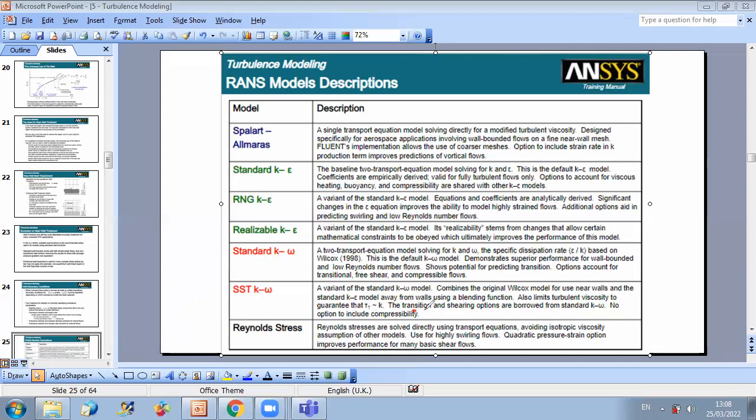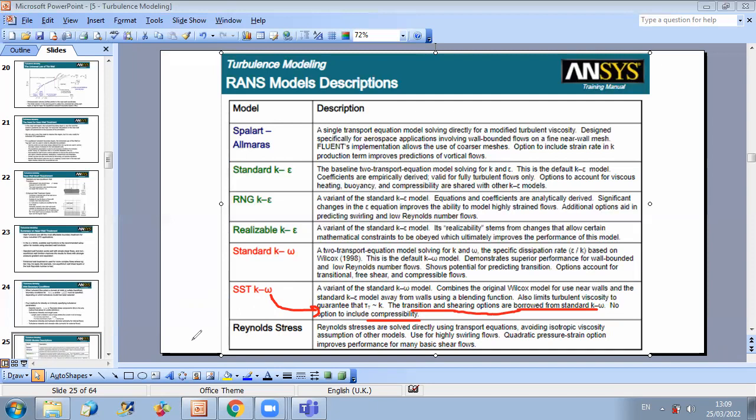And in this case, the transition and shearing options are borrowed in order to take into effect more complex scenarios such as shear effects and transition from low Reynolds to high Reynolds. The disadvantage is that we don't have an option in SST K omega to include compressibility effect. So if we have compressibility effect, it's not advised to use this model.